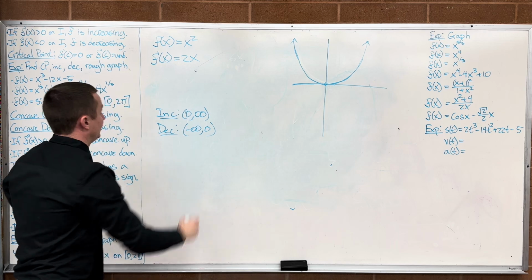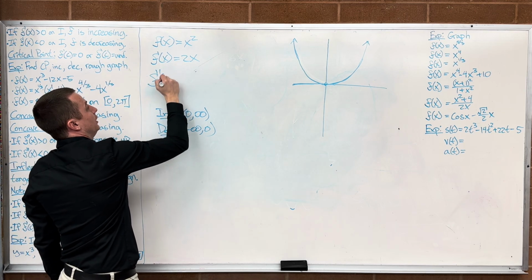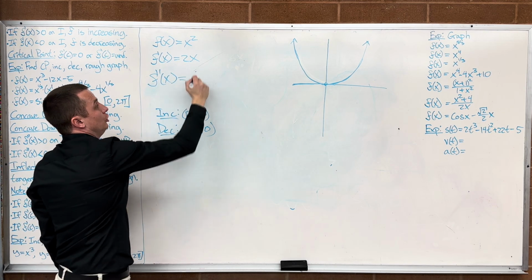Now let's look at its concavity. So let's look at f double prime of x. What does that equal? 2.